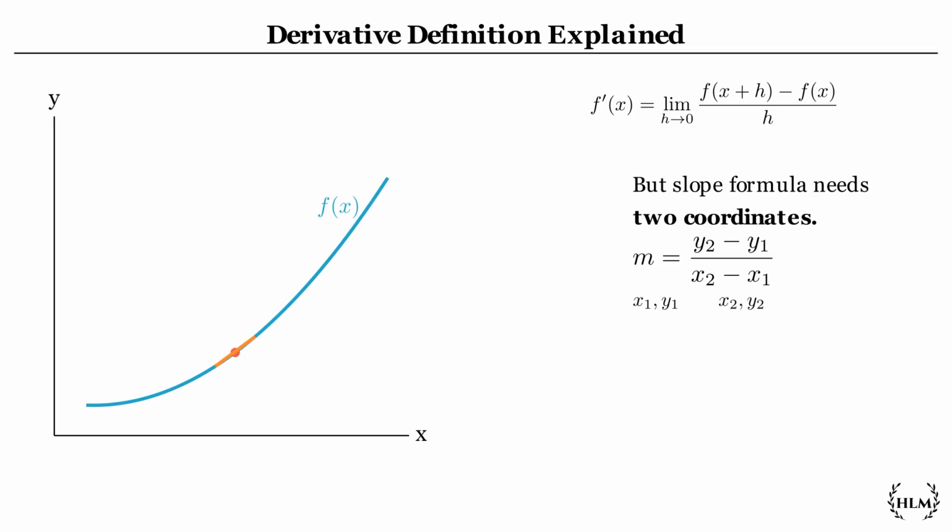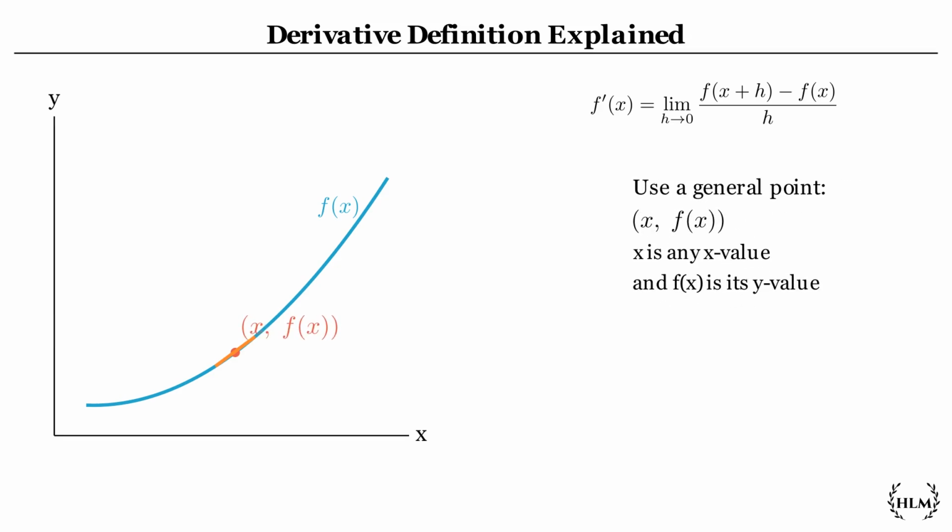The reason why finding a slope on a curve at any point is difficult or challenging is because our slope formula, which is m equals y2 minus y1 over x2 minus x1, requires two coordinates, x1, y1, x2, y2. And remember, x1, y1, x2, y2 are just labels for the coordinates. So let's say we're trying to find the slope at the point x, comma, f of x.